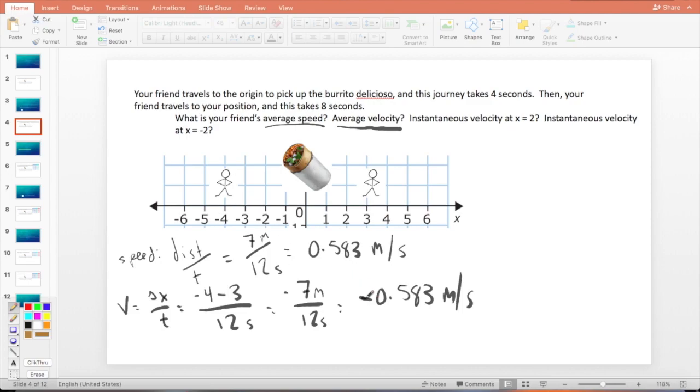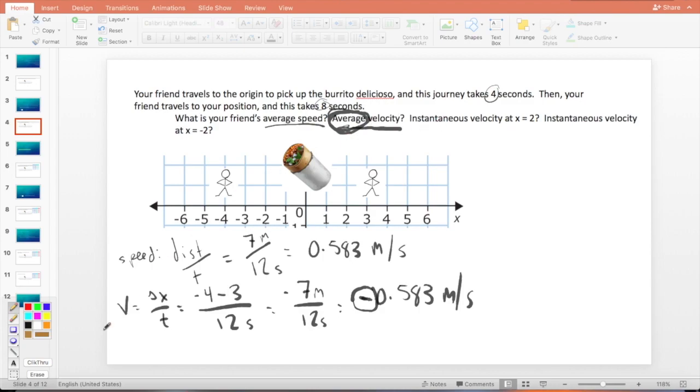Velocity tells us that this person went backwards. Velocity has a direction. It is a vector measurement. The negative sign here tells us what? It tells us that our dear friend traveled overall to the left, backwards. Notice also what we found was the average velocity, because it was the velocity for the entire trip. We looked at the entire displacement, the entire time. That was the average velocity.